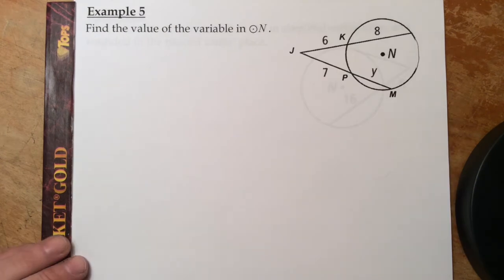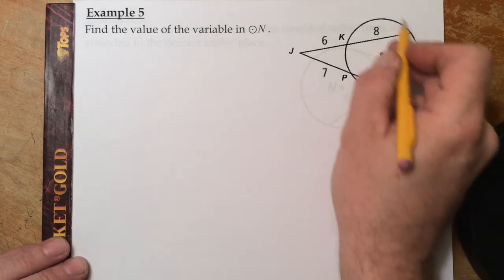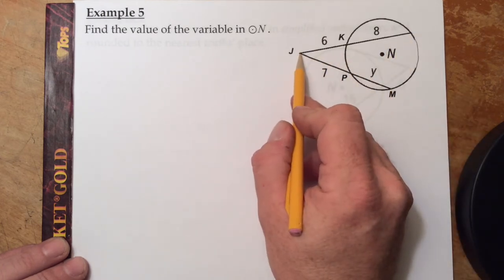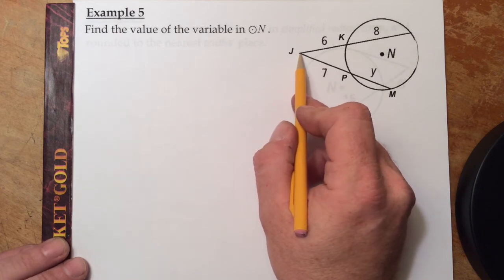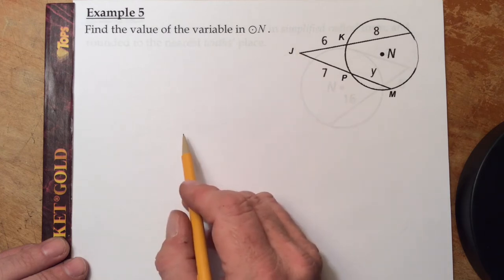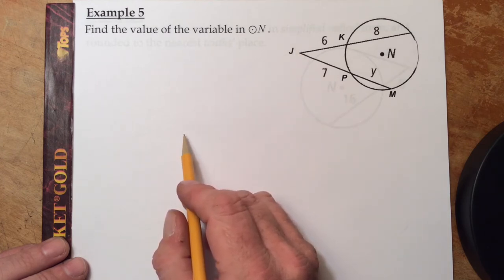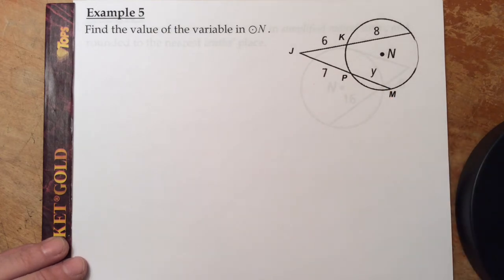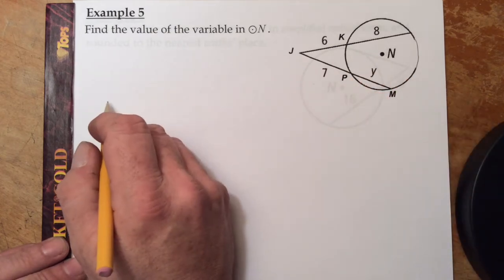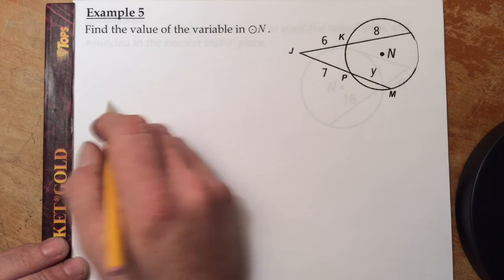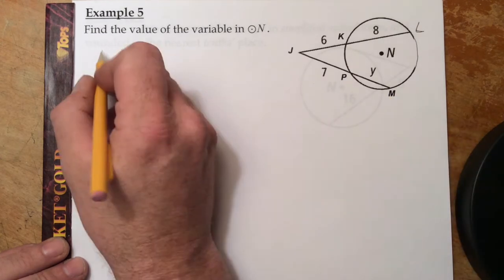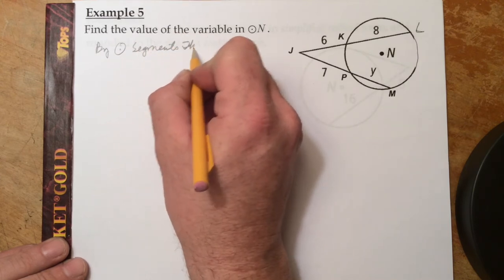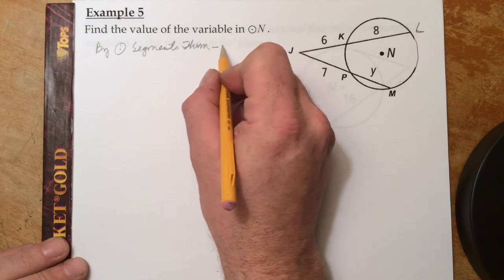Example 5. Find the value of the variable in circle N. Here's circle N, and we have a secant here and a secant here that both meet at point J. From your notes, we discussed what was called the circle segments theorem, and it had 3 different cases, all a little bit different. The case that is involved here is the case with 2 secants. So, in solving this problem to set up an equation, we start with, this is L, by the circle segments theorem, and the case is the 2 secants case.